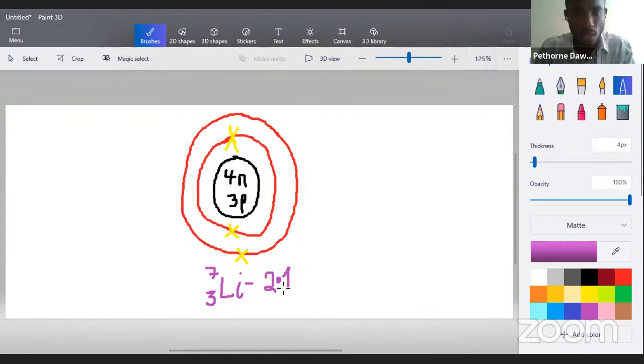2.1. I don't know how your teacher teaches you to write it, but that's how I write it. All right, electron config to show how that is. All right, so I don't think there's anything else that can be added to this, no? So that's it, as for your lithium atom, showing everything in terms of arrangement.